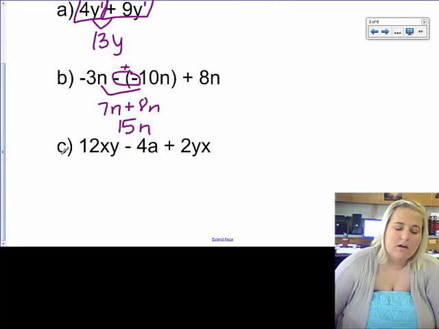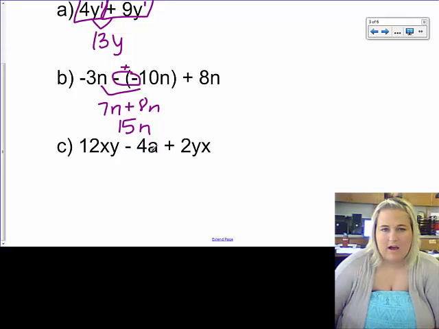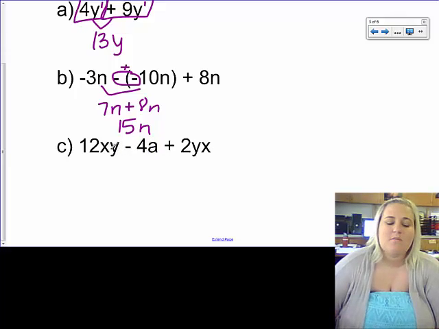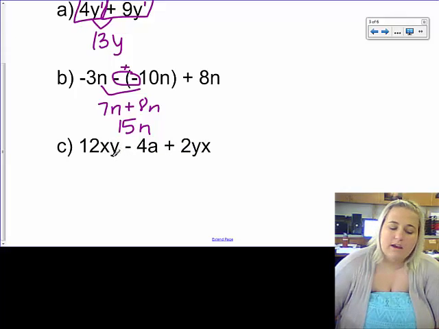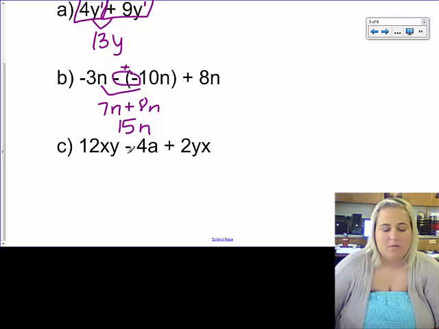On C, like terms. On this one I have xy, I have a, and I have yx. Well, a is obviously not like terms because it doesn't have the same variables. Now the xy and the yx could confuse you because they're not in the same order. But we have to remember the commutative property of multiplication, which states that we can multiply in any order and it doesn't change the value. So xy is the same as yx. They're both being raised to the first powers, so those would be like terms.